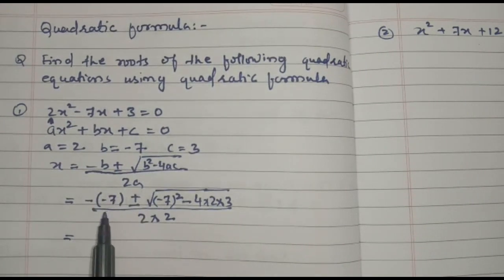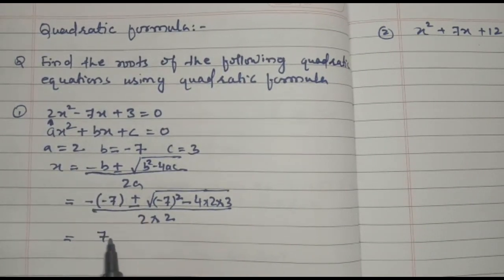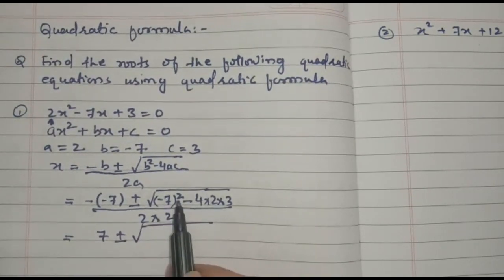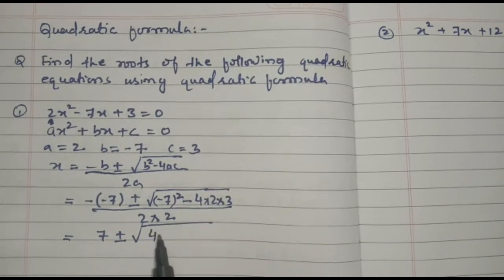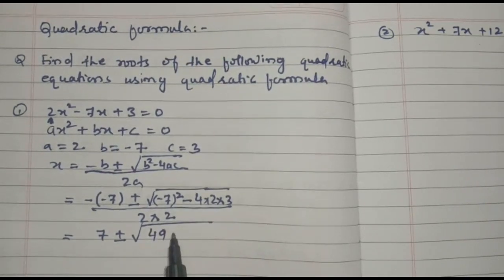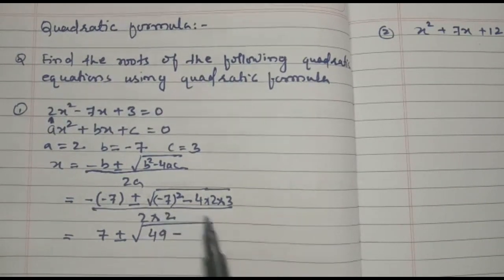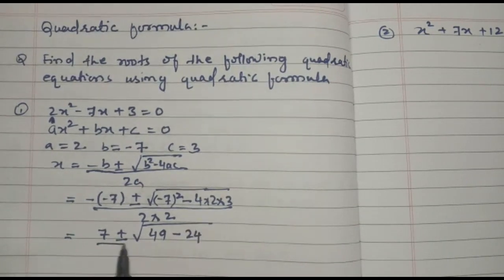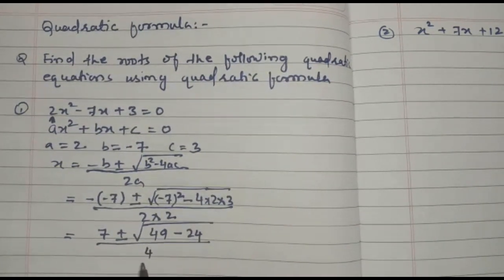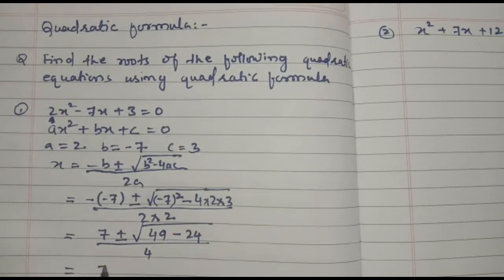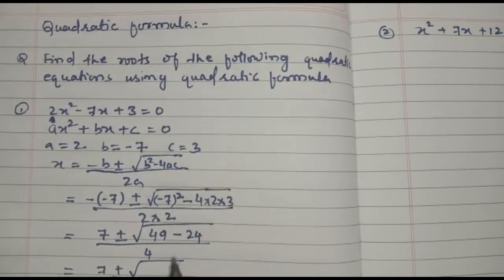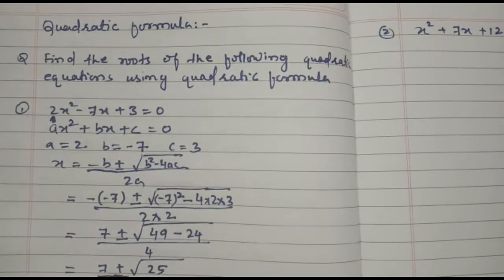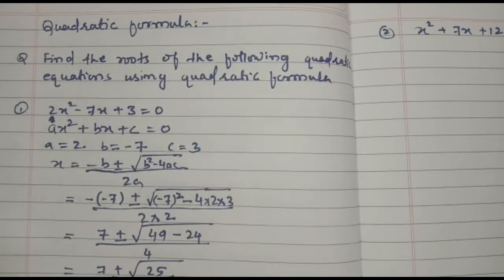Which is equal to, minus into minus is plus, students, so it will be +7 now, plus or minus under root. Minus square is plus, 7 square is 49, minus 4 2s are 8, 8 3s are 24, divided by 2 2s are 4. Now this 7 will be as it is, plus or minus under root of 49 minus 24 is 25, divided by 4.